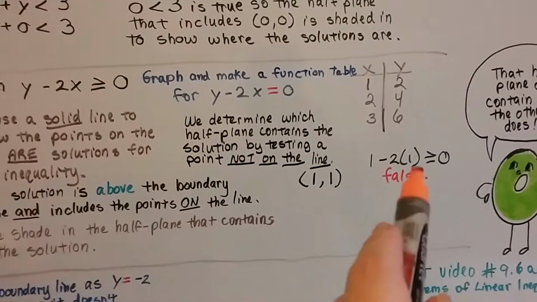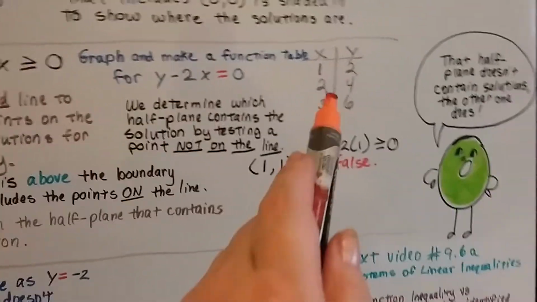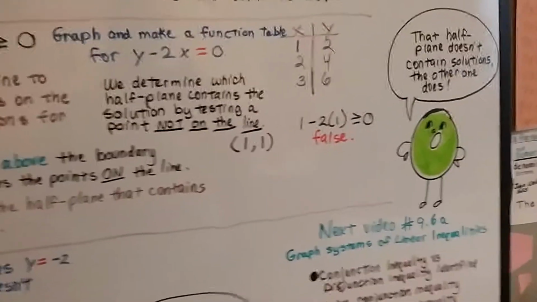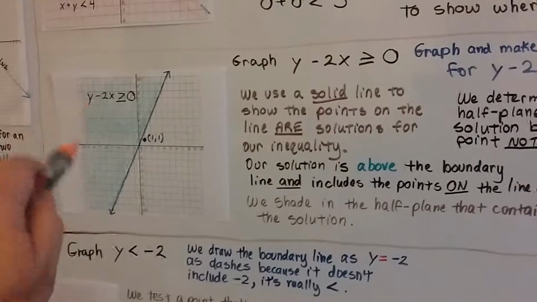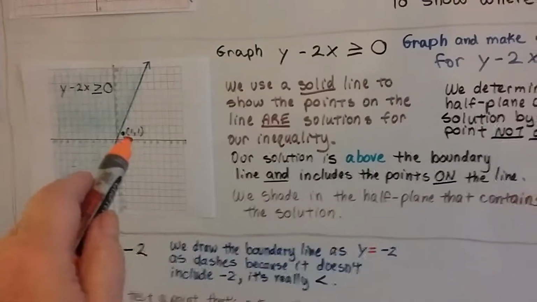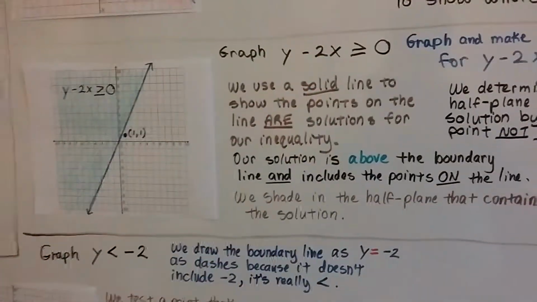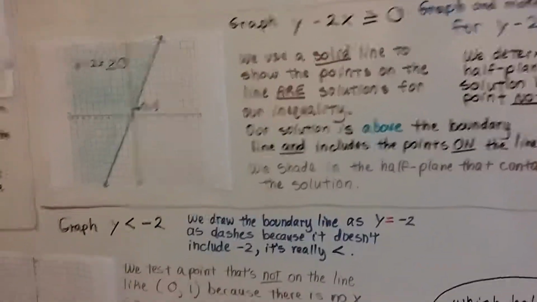1 minus 2 times 1 is not greater than 0. That's false. So that half plane doesn't contain solutions. It's the other one that does. So that's why we knew that this was the half plane that contained the solutions. See? We used a test spot and then plugged that into the inequality to see if it made it true. If it's false, then it's the other half plane, okay?